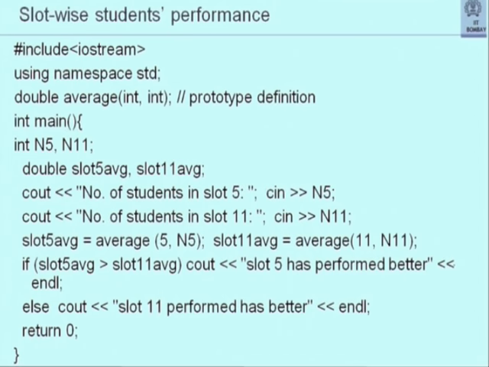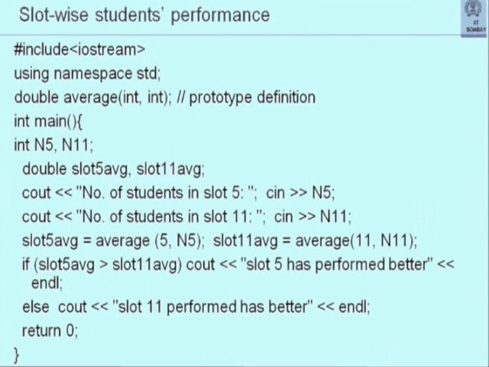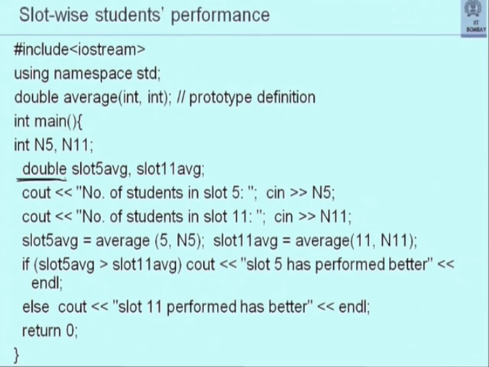Average will be a floating point number. Just to make sure that I have a calculation precise up to many more digits, because I expect both the groups to be very comparable. So I declare the slot average as double. It is not required to be double. Double means instead of 32-bit floating point, it will be 64-bit floating. It can be just a float. That is good enough actually. Observe what I am doing. I am reading the number of students in slot 5, call it N5. I am reading the number of students in slot 11, I am calling it N11.